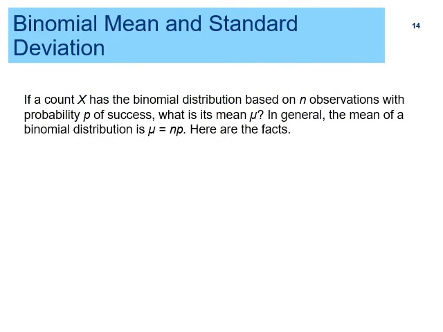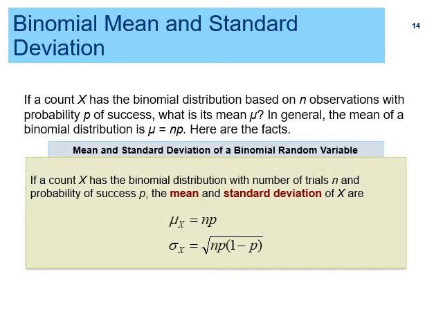Now, binomial mean and standard deviation. If a count X has the binomial distribution based on n observations with probability p of success, what is its mean mu? In general, the mean of a binomial distribution is mu equal to n times p. Here are the facts: mean and standard deviation of a binomial random variable.